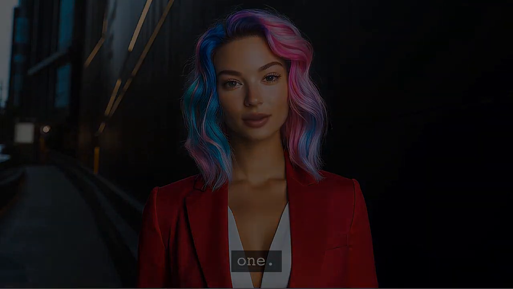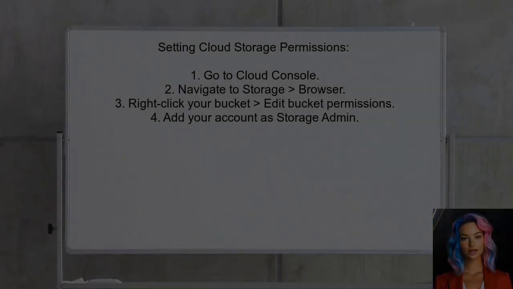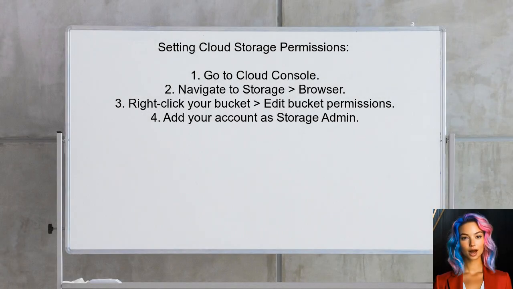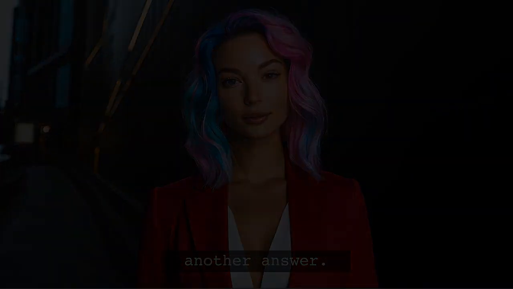Let's explore another one. An alternative approach suggests ensuring that the configurations set in your local environment are correct. Specifically, check the settings from gcloud init to ensure they match your production deployment. Additionally, to set cloud storage account permissions, navigate to the Cloud Console. From there, go to Storage, select your bucket, and edit the bucket permissions to add your account as a storage admin. Let's move forward and look at another answer.